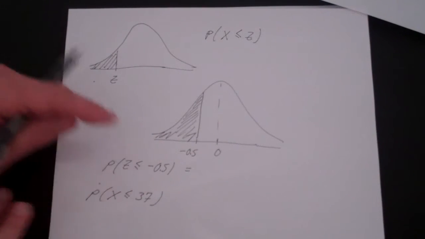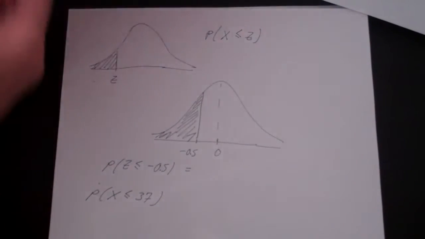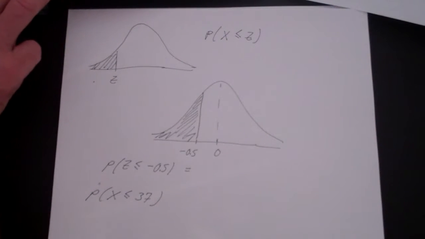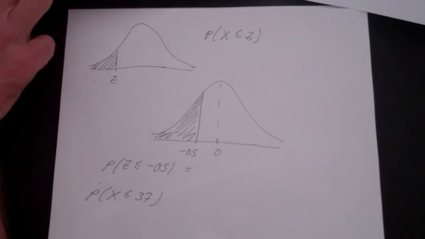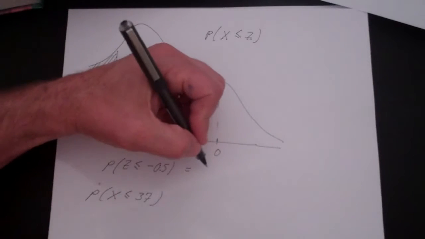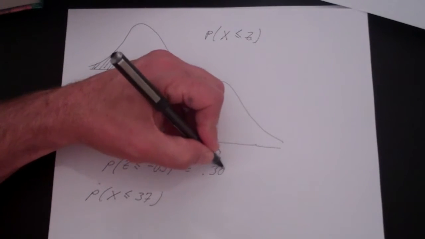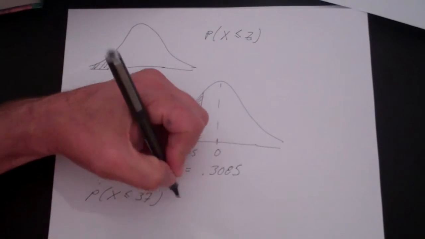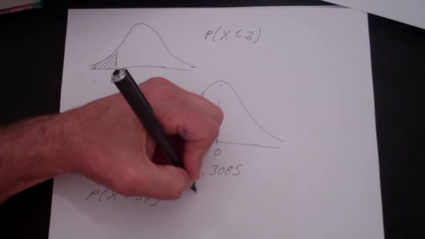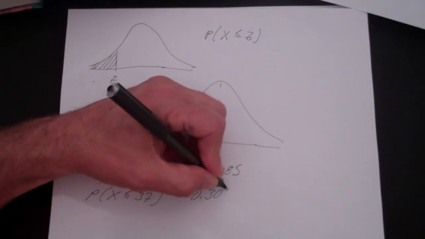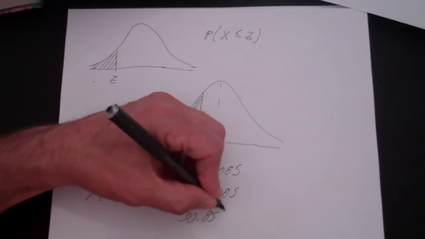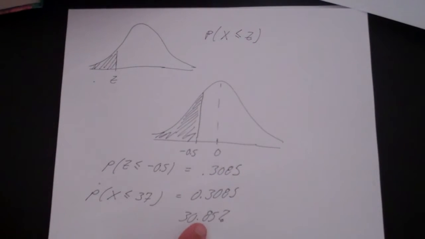Now you look this up on the table. You go down the rows until you get minus 0.5, and read across, and you get 0.3085. Which means the probability that x is less than 37 is 0.3085, or 30.85%. Now you have to think about whether or not that's what we want.